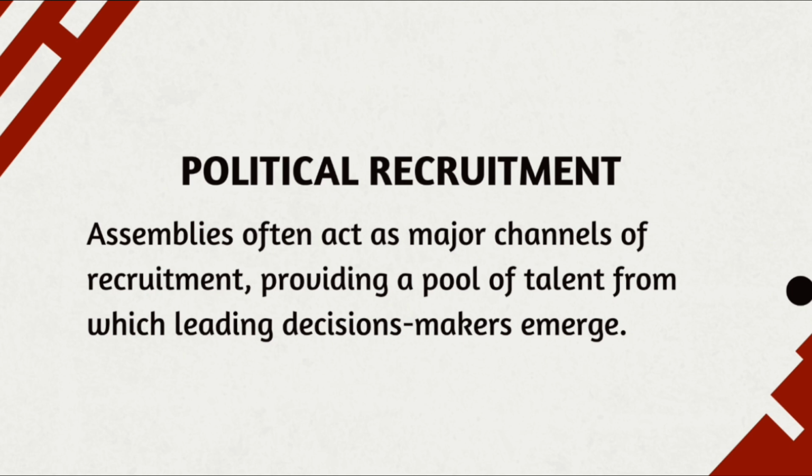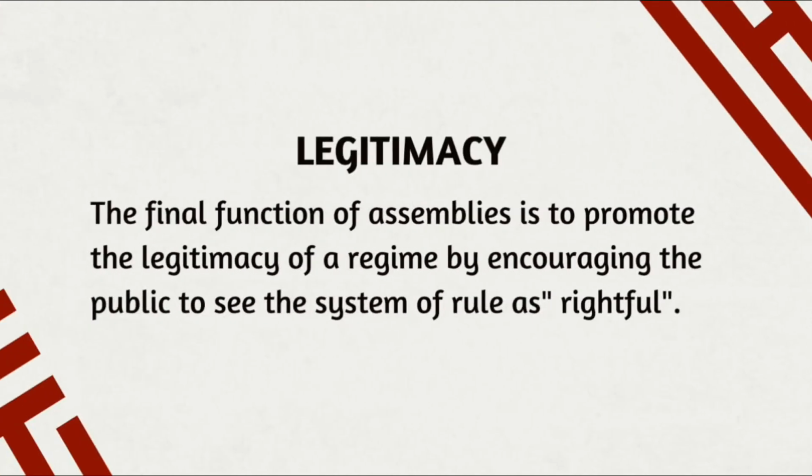The last principal function of assemblies is legitimacy. The final function of assemblies is to promote the legitimacy of a regime by encouraging the public to see the system of rule as rightful. So, assemblies help to make the government's decisions accepted by the people. By involving elected representatives in the decision-making process, assemblies give laws and policies a sense of fairness and approval from the public. This strengthens trust in the system.